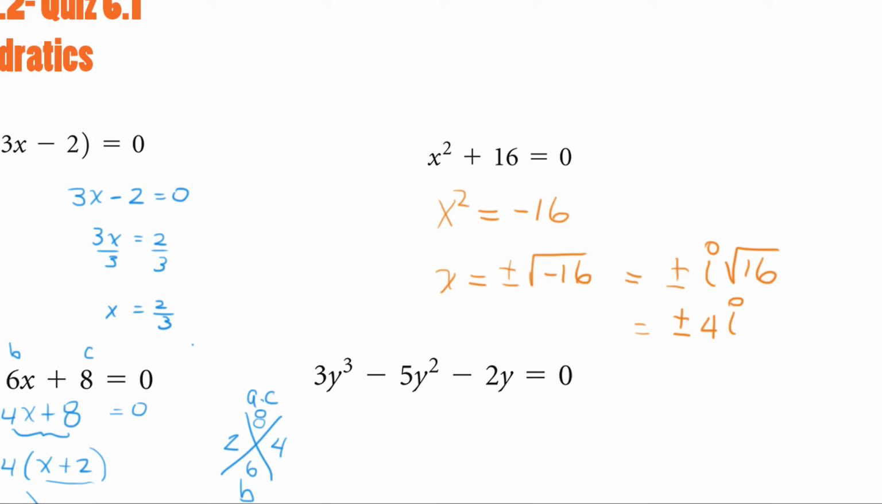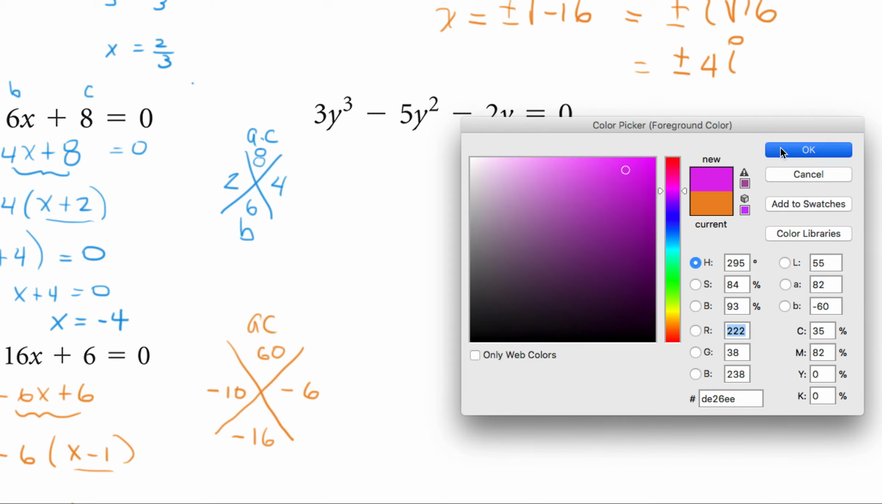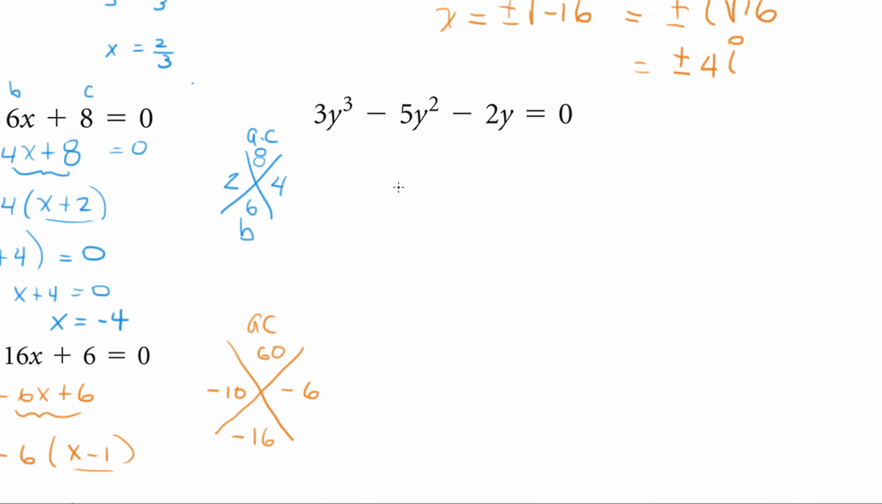For the last example, you have 3 variables, 1 cubed, 1 squared, and 1 without an exponent. Well, exponent of 1, let's say. Let me change the colors. What I want you to do for this problem is factor a y. You factor a y, you're left with 3y squared minus 5y minus 2 equal to 0. For the term inside the parentheses, you can use the x method.